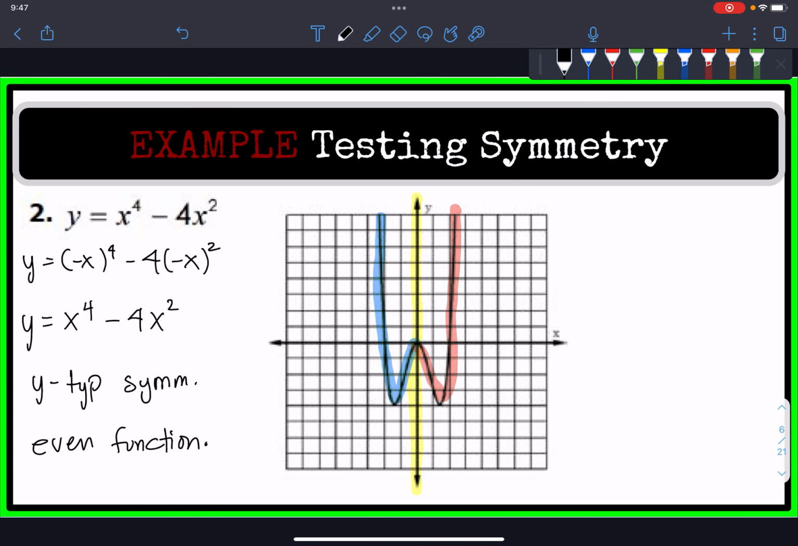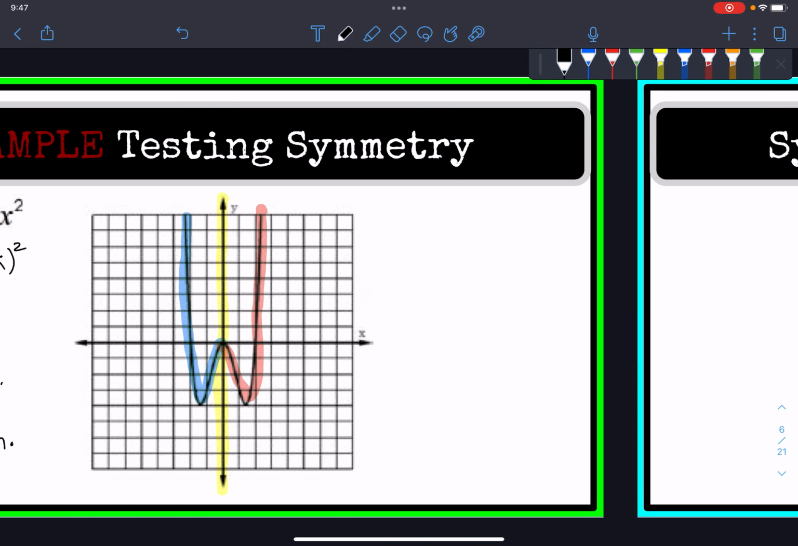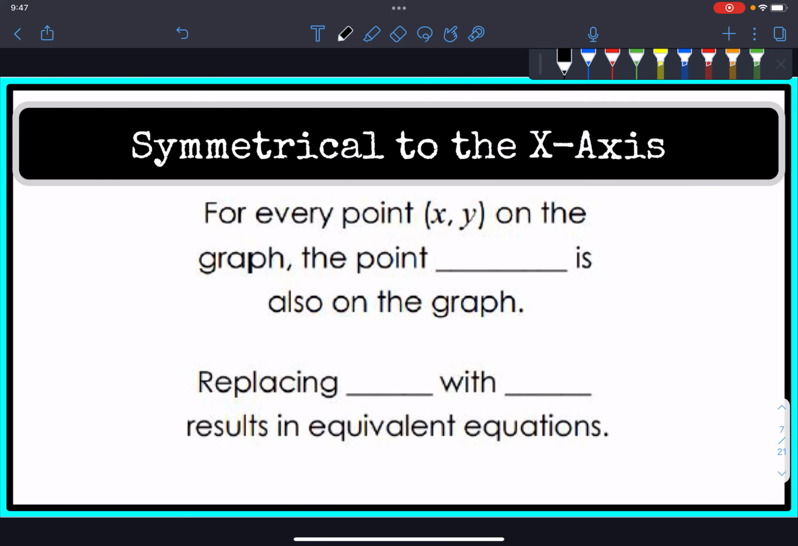Now let's look at example number 3. Oh, I'm sorry. Before we look at example number 3, let's discuss the second type of axis symmetry, which is symmetry to the x-axis. Now, if something is symmetrical to the x-axis, that means that for every point x, y on the graph, x, negative y is also on the graph. Replacing the y value with negative y, you're going to result in equivalent equations.